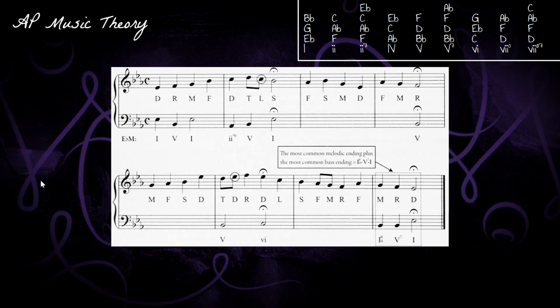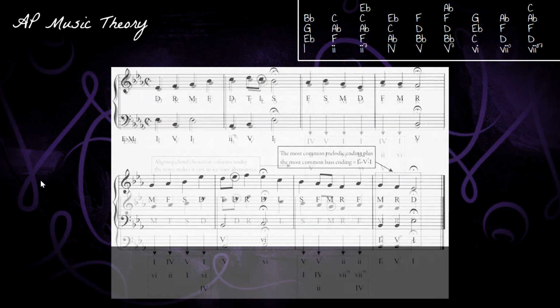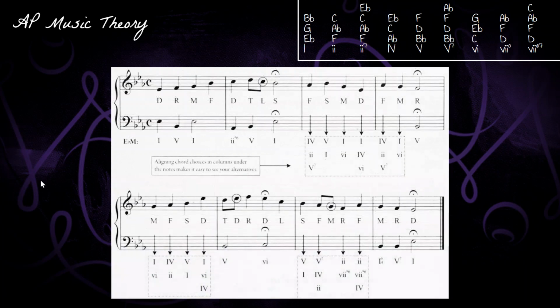The AP exam states to use predominantly quarter notes. You might want to pencil in the choices. So here we have an example of this and the different choices that we have. So here it says aligning chord choices in columns under the notes makes it easy to see your alternatives. We can see that here, here, and here, with all the alternatives that we have with the chords that we have up here.